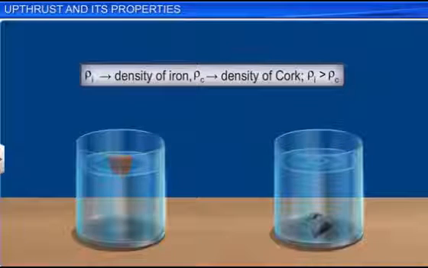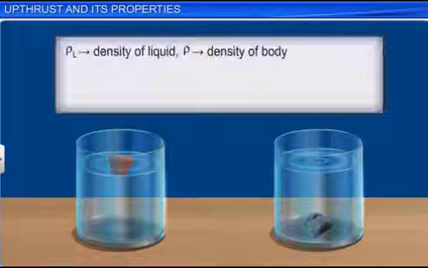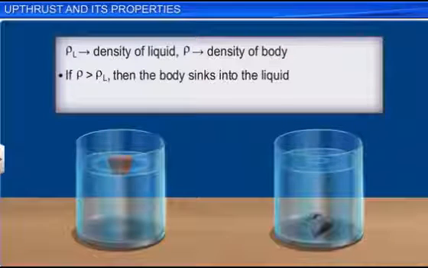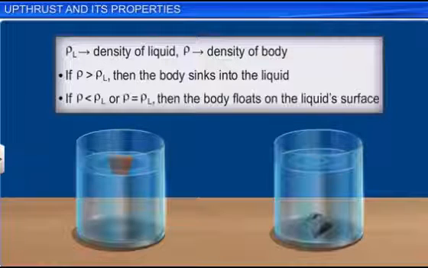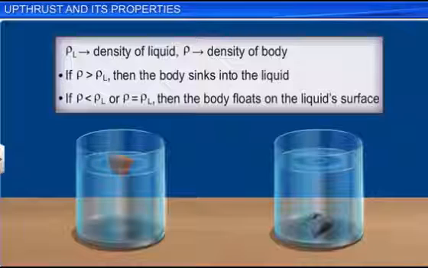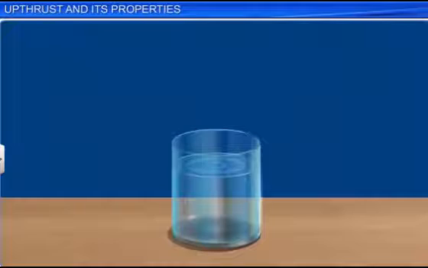This is because the density of iron is greater than that of water. Now you know that if ρ is greater than ρL, then the body sinks into the liquid. If ρ is less than ρL, or if ρ is equal to ρL, then the body floats on the liquid surface. Do you know why fluids exert an upthrust?